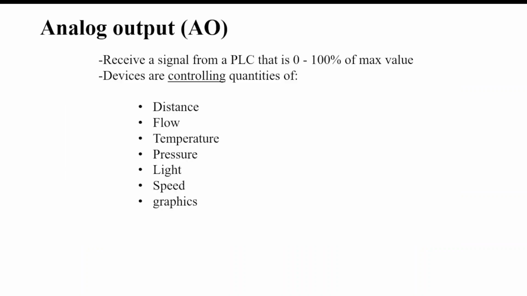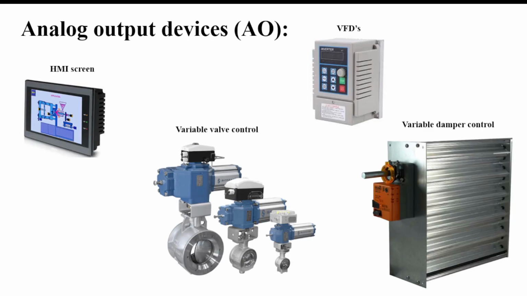Now, analog output is something that receives a signal from a PLC that is 0 to 100% of max value. And these are usually devices that are controlling quantities of distance, flow, temperature, pressure, light, speed, or graphics even. So you can have anything from variable valve controls to variable damper controls to VFDs and maybe even an HMI screen that gives us real data that's being updated.